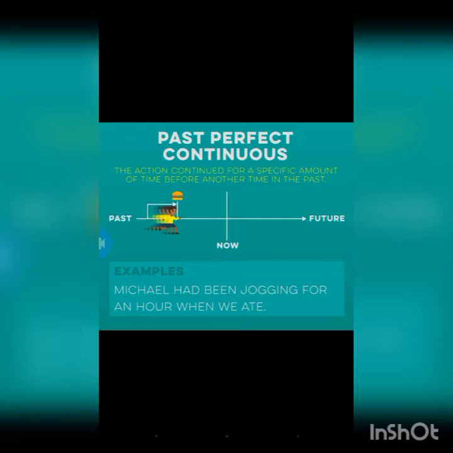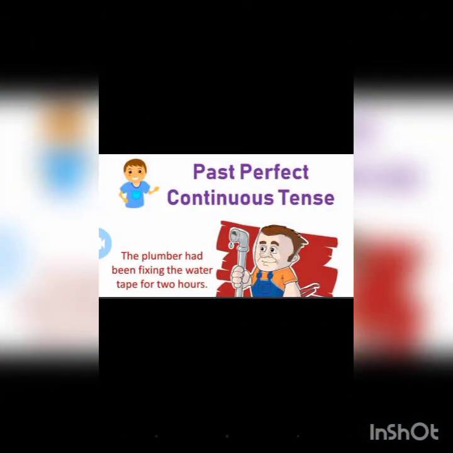So the action started in the past, continued in the past and completed in the past itself. It indicates an action that began in the past, continued, and ended at a particular defined point in the past. In this we use had been plus the present participle of the verb. See an example here: the plumber had been fixing the water tap for 2 hours. Had been fixing is past perfect continuous, had been plus the present participle of the verb.